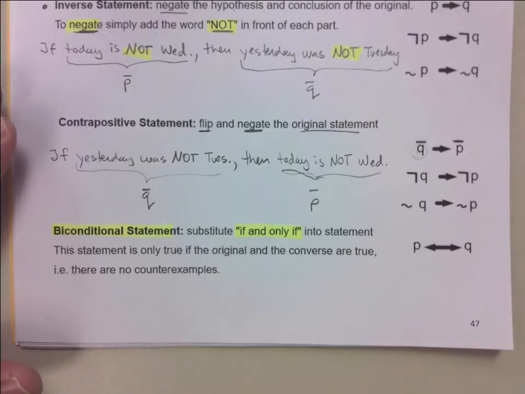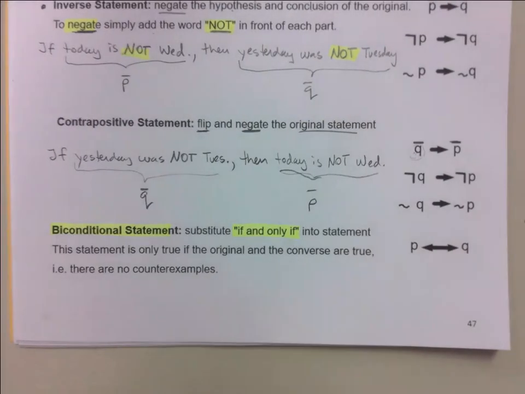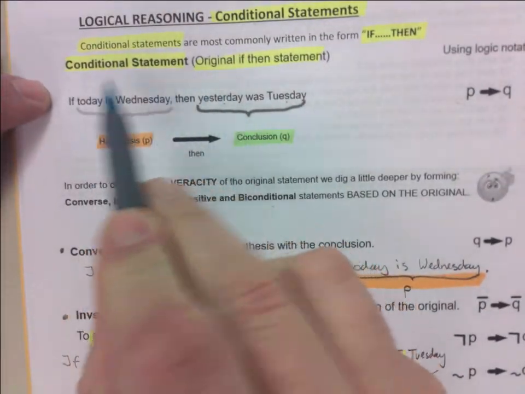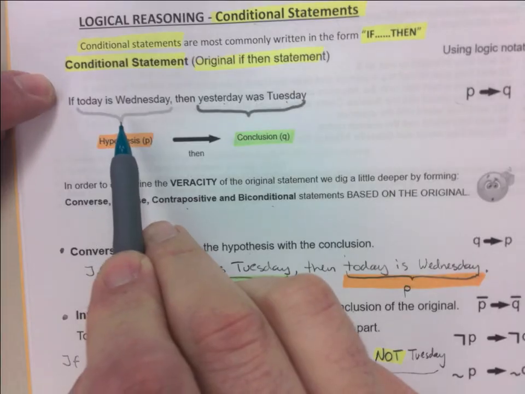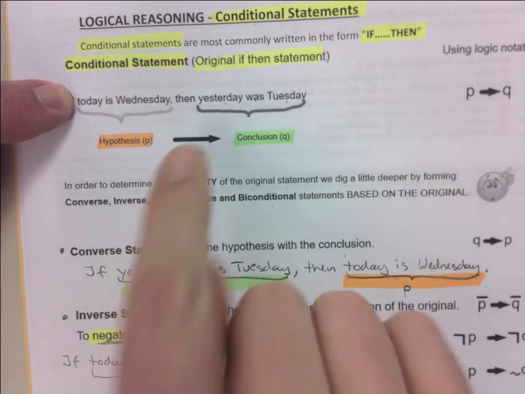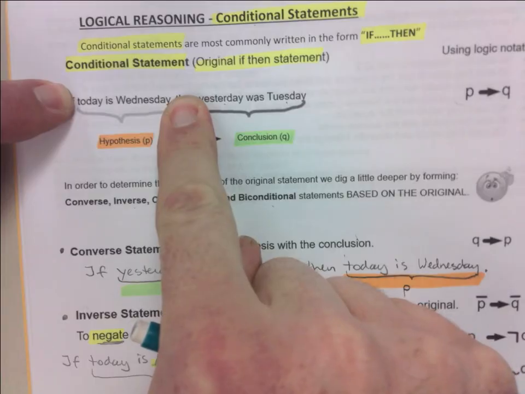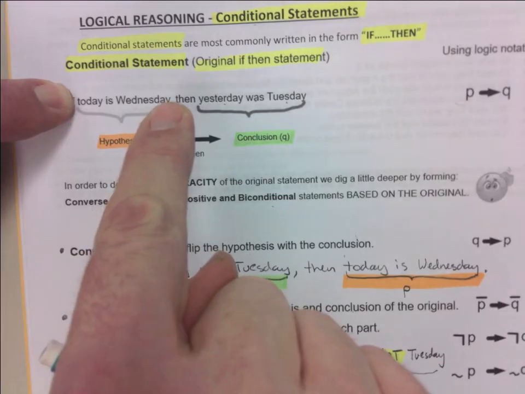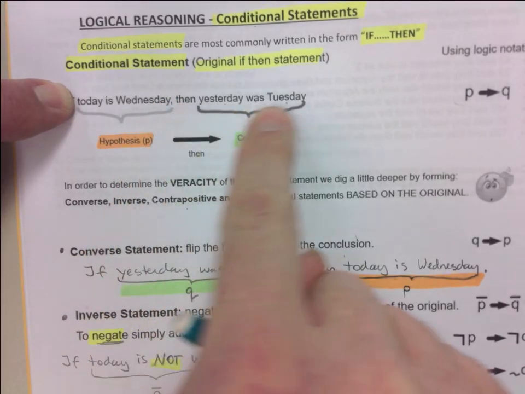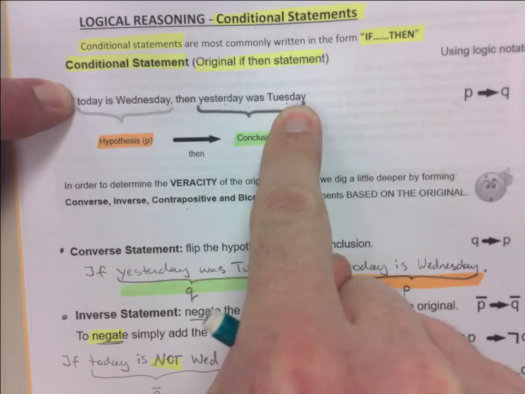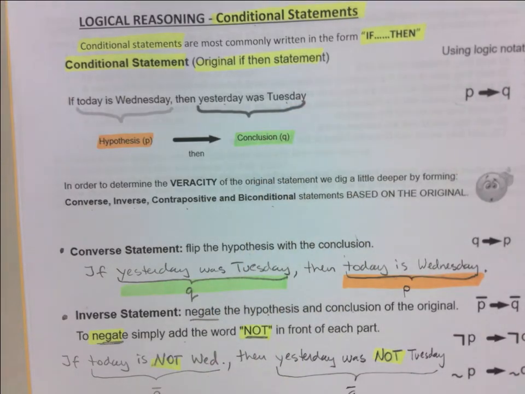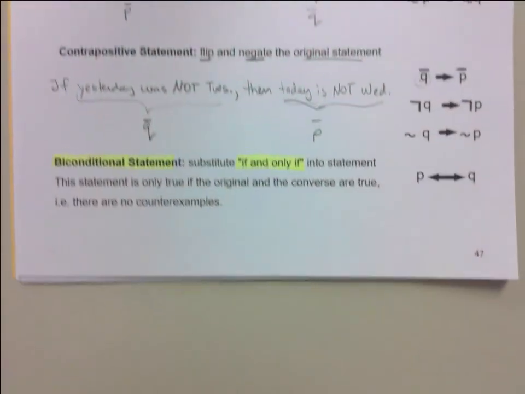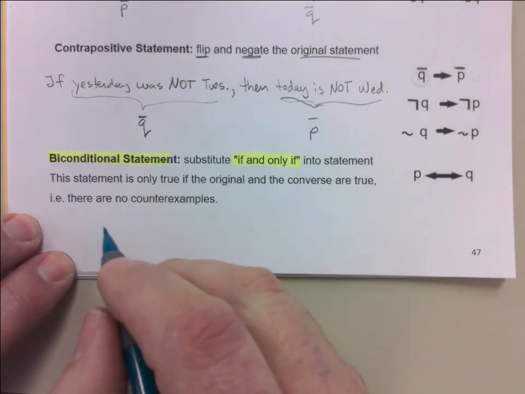So based on our conditional original, what would we do with this one? How would we make this a biconditional? You get rid of the if and the then. You just focus on P and Q. So we would say today is Wednesday, if and only if yesterday was Tuesday. That's all you need to do. Get rid of the if and then, and just insert if and only if.